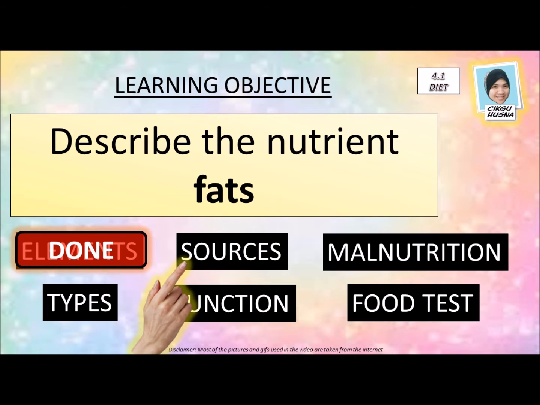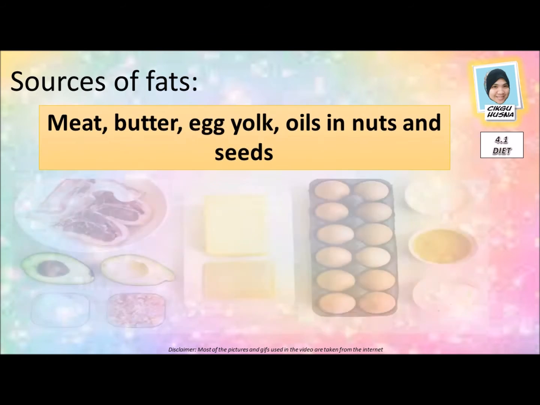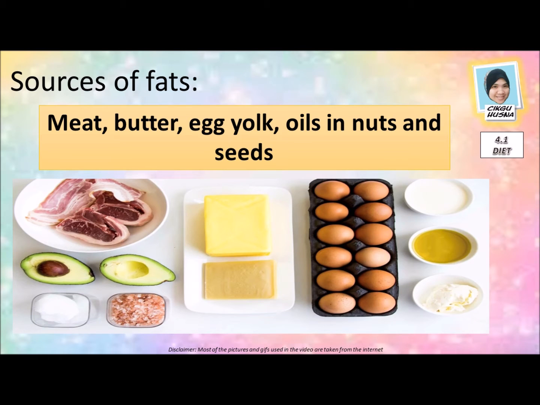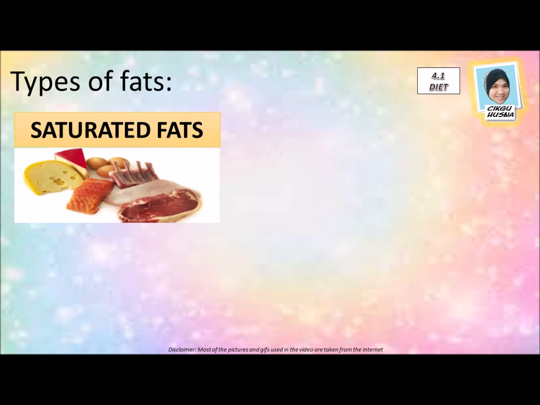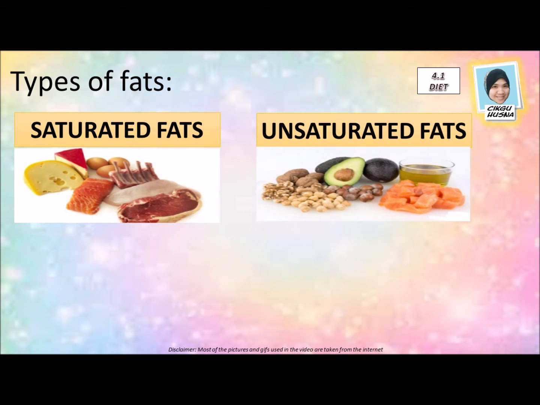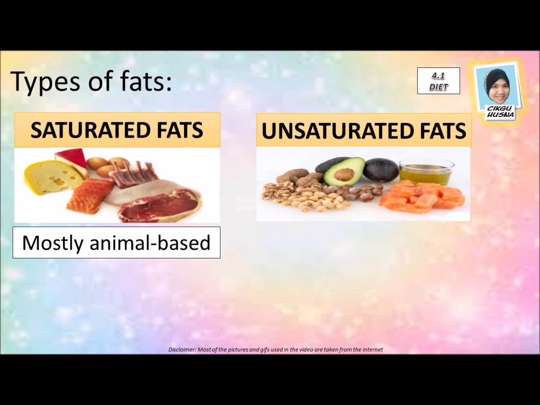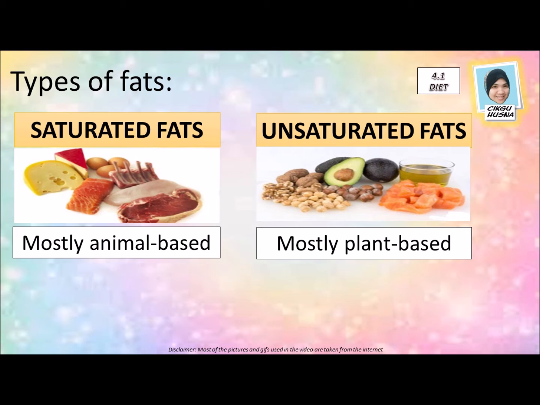Sources of fats. Fats can be found in meat, butter, egg yolk, oils in nuts and seeds. Types. There are 2 types of fats, saturated fats and unsaturated fats. What's the difference between these 2 types of fats? Saturated fats are mostly from animal, whereas unsaturated fats are mostly from plant.